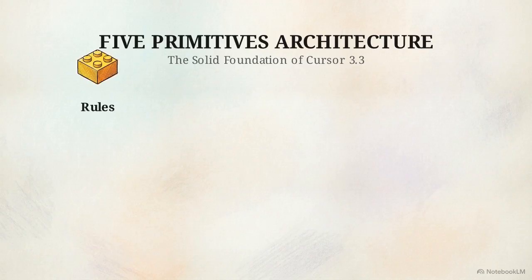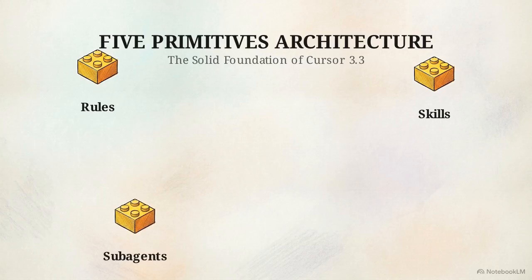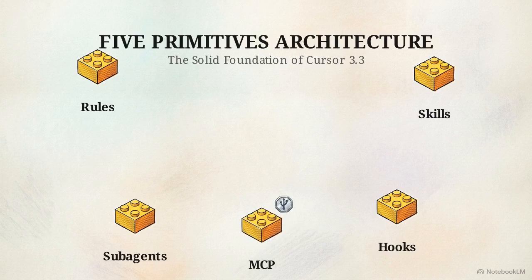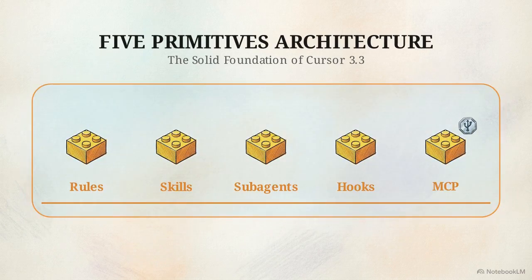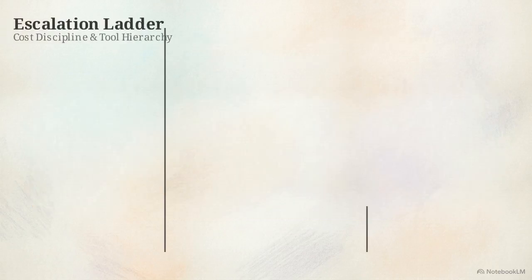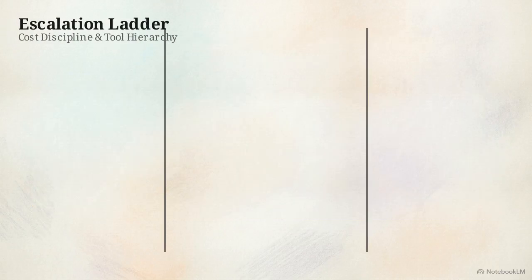These are the building blocks of every Cursor capability: rules for persistent instructions, skills for dynamic workflows, subagents for parallel tasks, hooks for deterministic scripts, and the model context protocol for external tool connections. You interact with these primitives across 9 different surfaces. This escalation ladder shows the hierarchy.